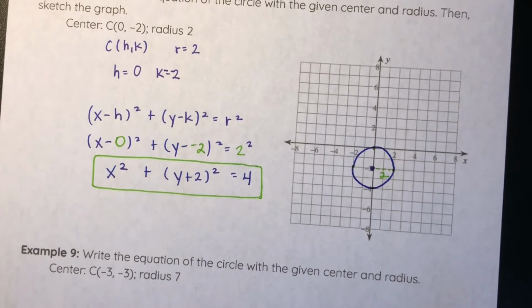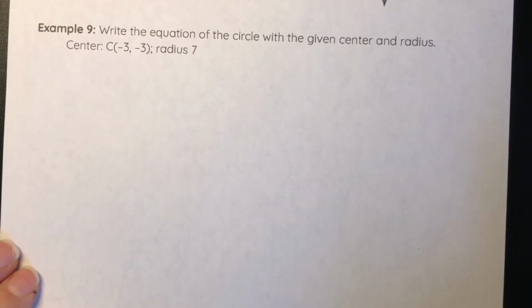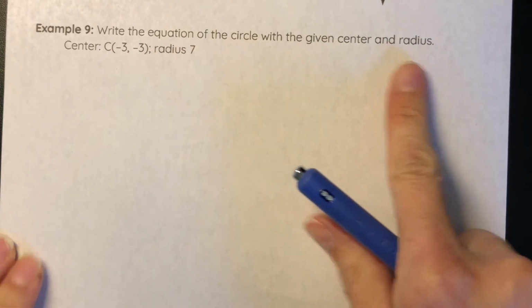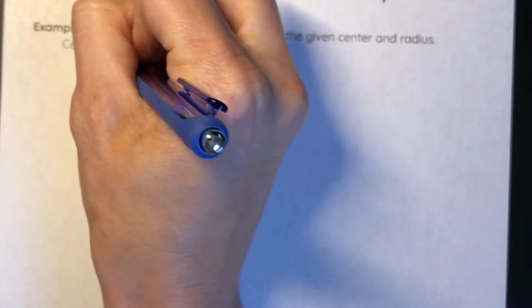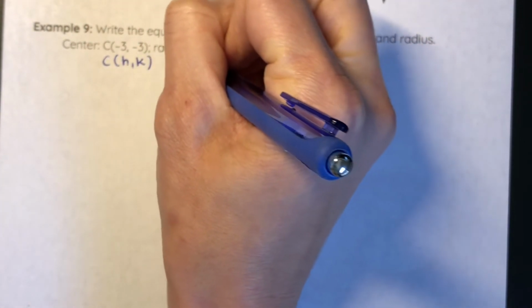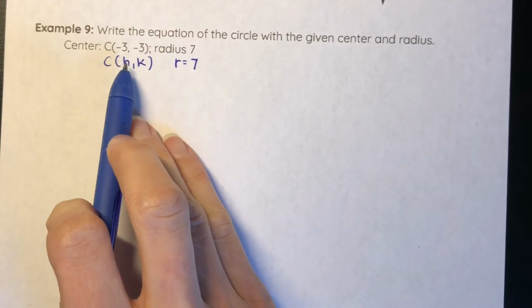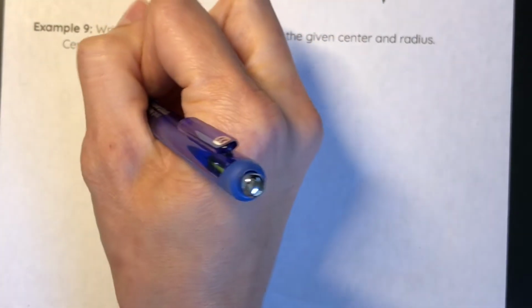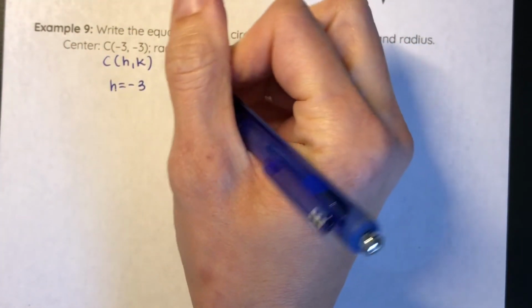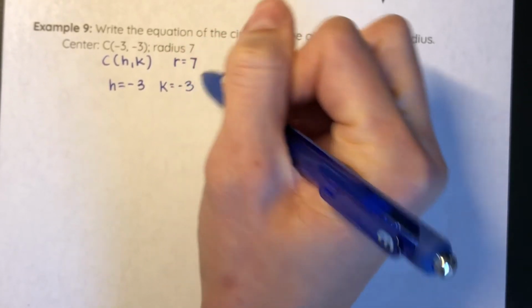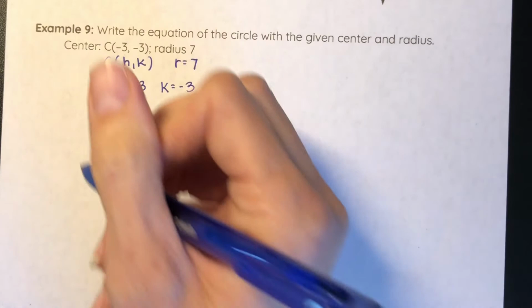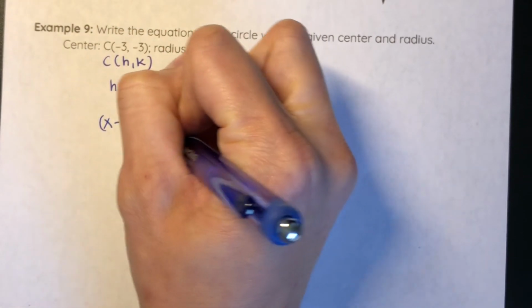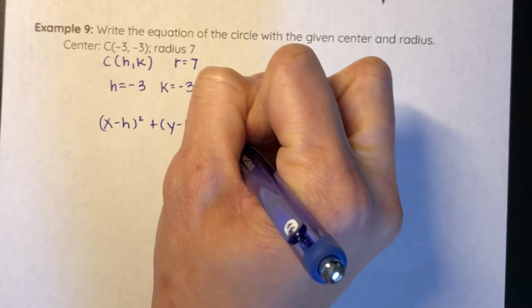All right. Now for our last example, it says write the equation of the circle with the given center and the radius, and in this case we do not have to graph. So again, my center is h and k, radius is r. So I can identify that h is equal to 3. I'm sorry, that says negative 3. k equals negative 3, and r is 7. So again, now all that I have to do, since I have h, k, and r, is to substitute everything into the standard form of my equation, and then I am done.